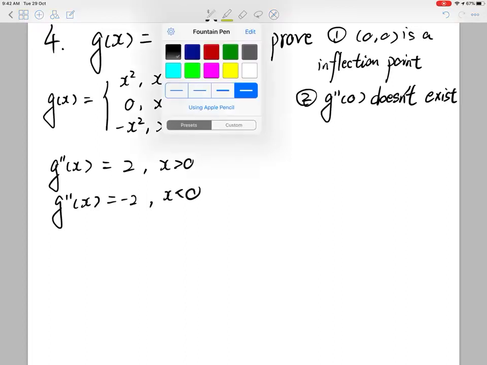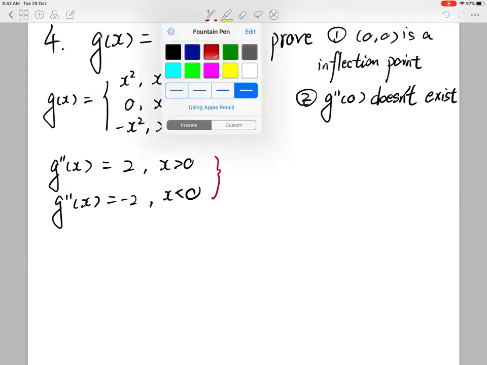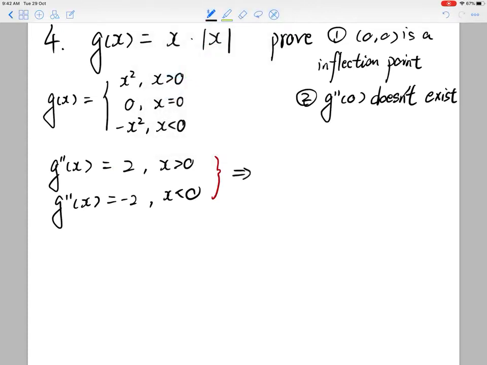So you can see the sign of g double prime changes at 0, right? Before 0 it is negative, after 0 it is positive. So from this fact you can conclude that, because the sign of your second order derivative does change, (0, 0) is an inflection point.